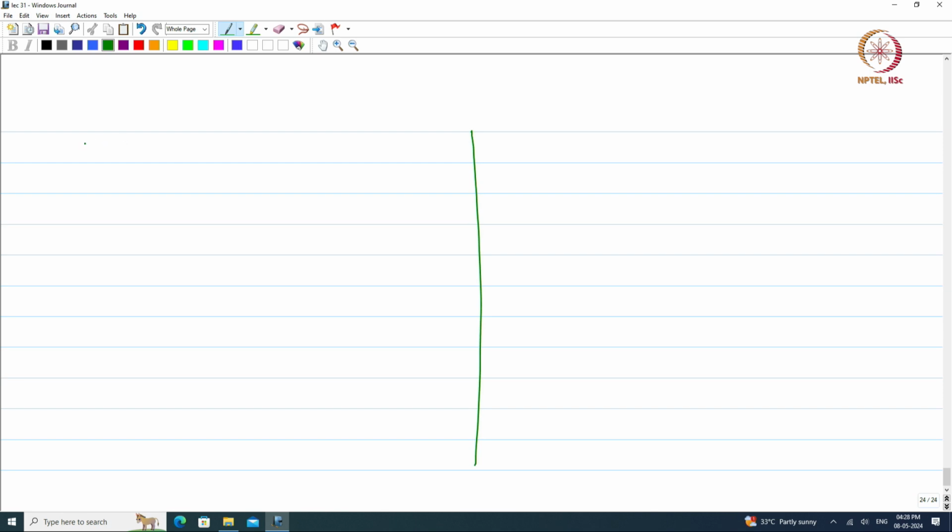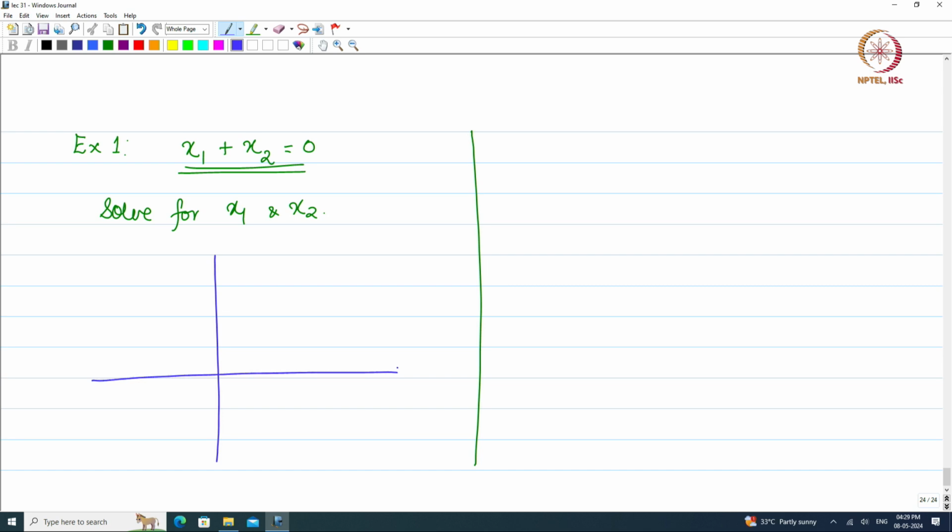Let us consider example 1. Let us take just x1 plus x2 is equal to 0. Now if I say x1 plus x2 is equal to 0, what am I basically looking for? Solve for x1 and x2. Now what does x1 plus x2 equal to 0 correspond to geometrically? Let us look at that. What does that mean? It corresponds to the line with the points 0 comma 0, 1 comma minus 1.